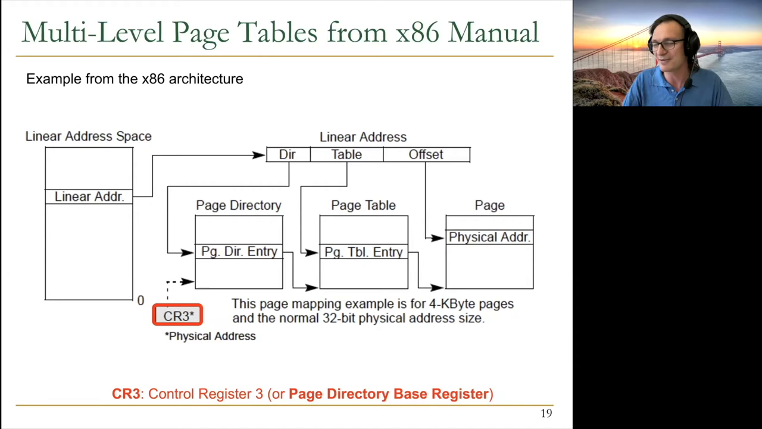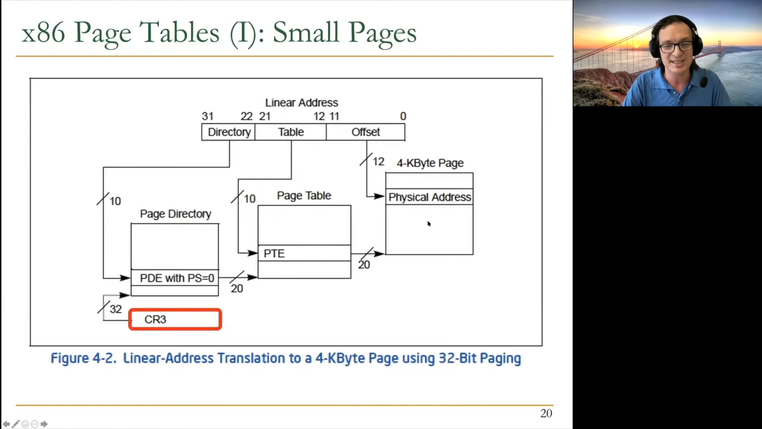Okay, so this is for small pages. This is exactly the same picture, actually, shown in a different way. You can see that this is the virtual address; x86 calls it linear address. This is for 32-bit addresses. x86 now has 64-bit addresses, as we will see later on also. But you can see how they do it, basically.